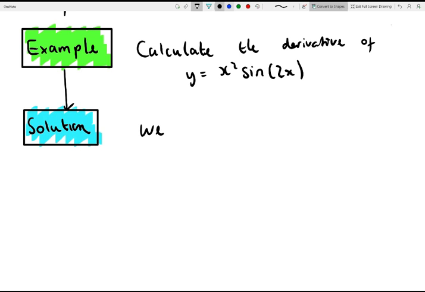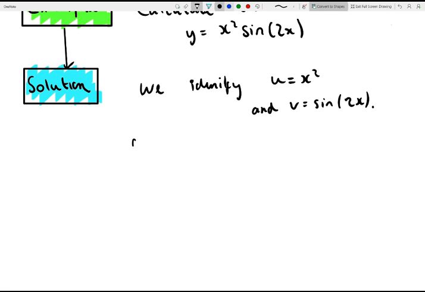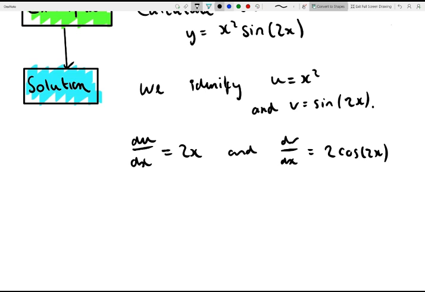So the first thing I want to do is identify u is equal to x squared and v is going to be equal to sine of 2x. So we substitute these into the formula. So then we need to calculate du by dx, which is 2x, and dv by dx, which is 2 cos of 2x.